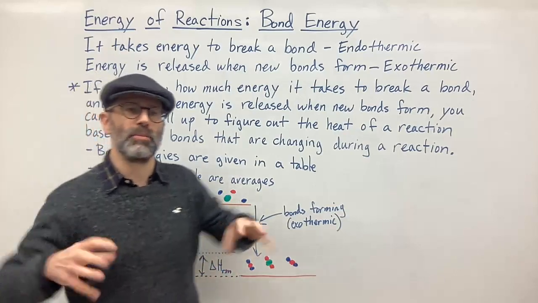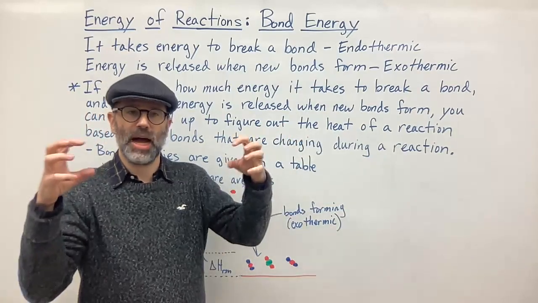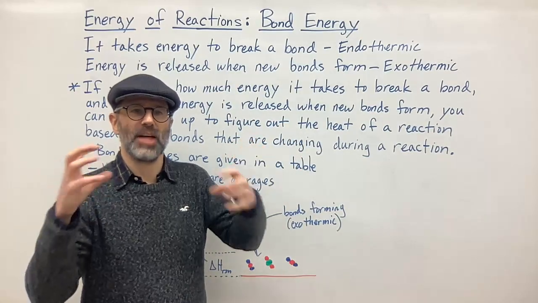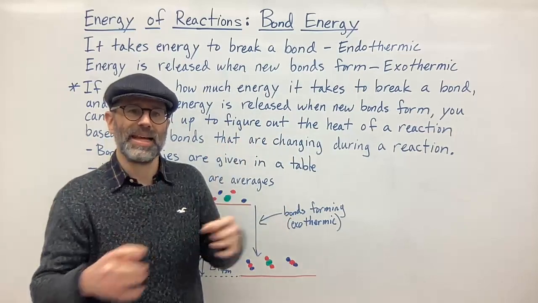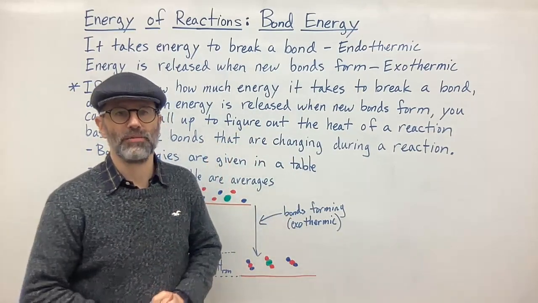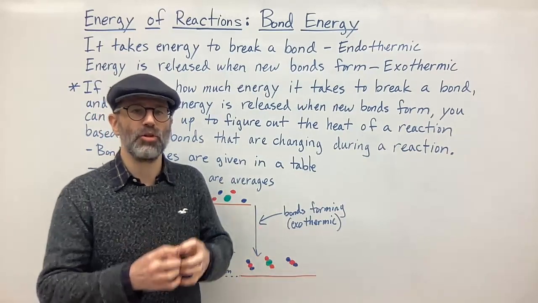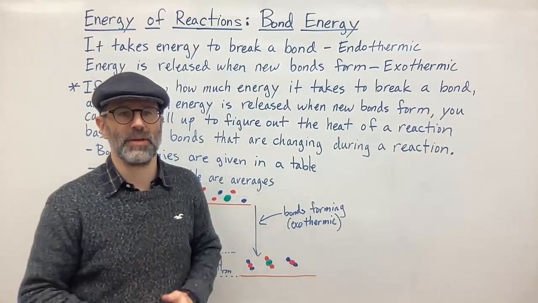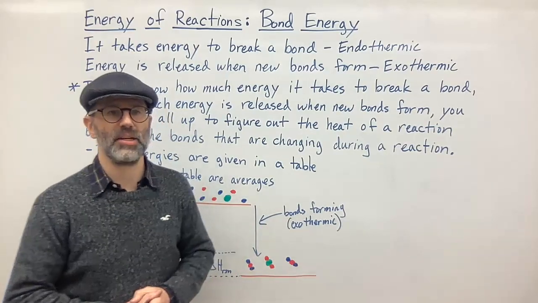When bonds form, you've got atoms that are far apart. Atoms are not together, and so that's unstable. They want to be more stable. So they're going to come together, and that's going to lower their energy, and that's going to release energy when they're forming new bonds. So that's exothermic. So forming new bonds is exothermic. That's a release of energy. And breaking bonds requires energy, and that's endothermic.